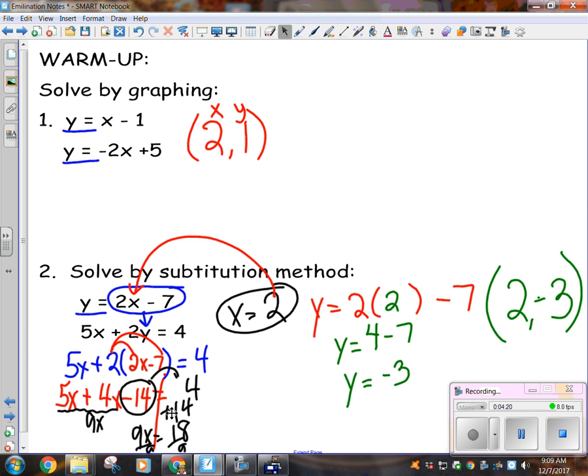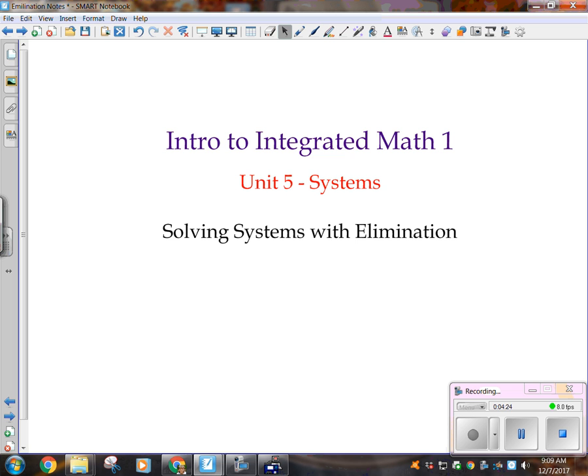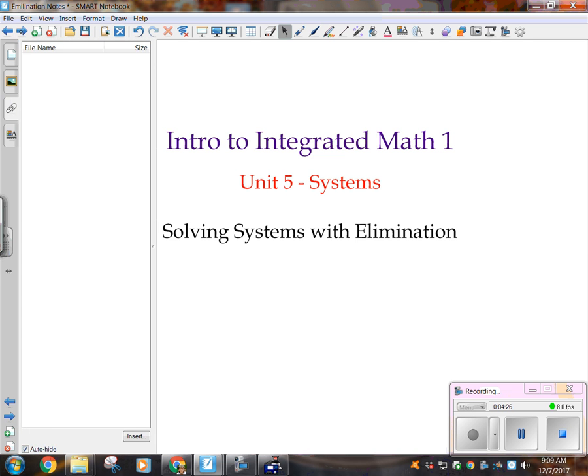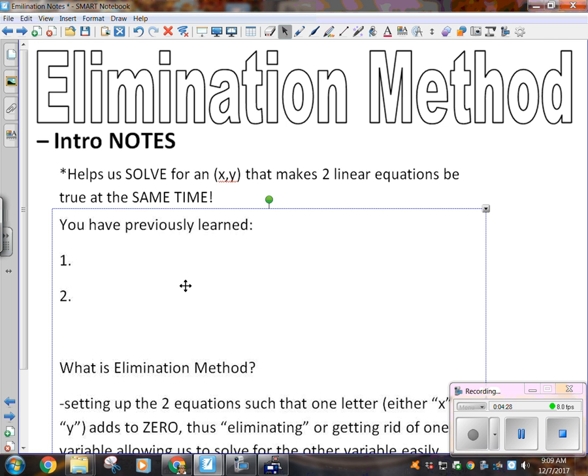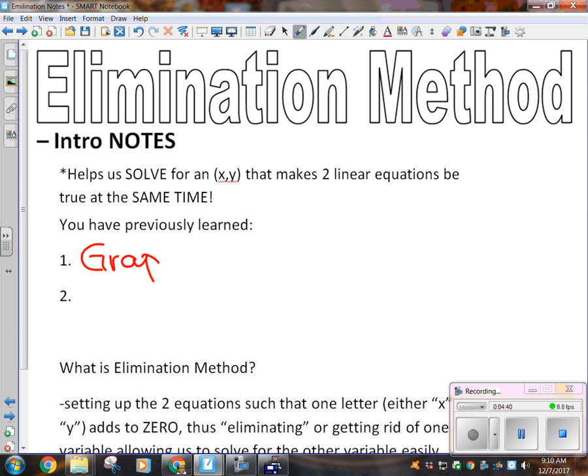Okay, let's go ahead and start our notes. Did you find the notes already? It says solving by elimination, and they look like this on the front. Does everybody have the notes? Elimination method is a new method. We've previously learned which 2 methods? Graphing and substitution.